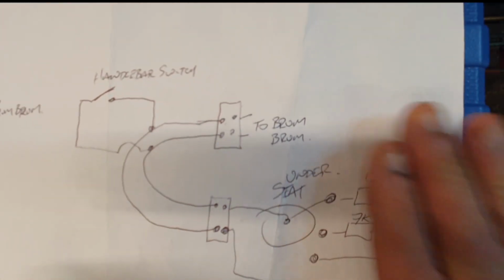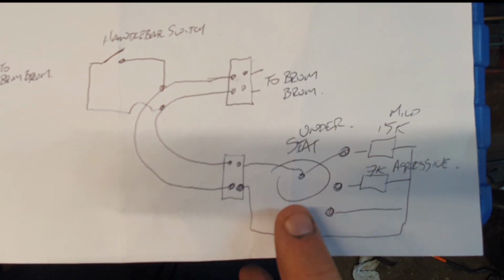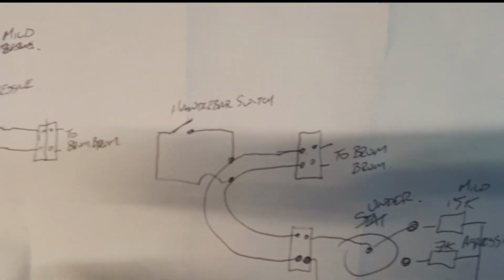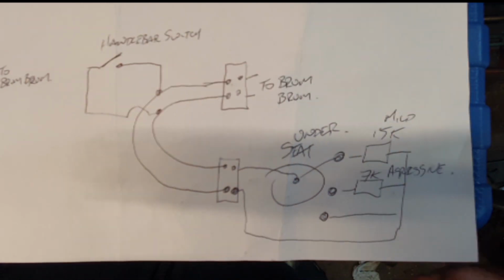So why couldn't they do that? Why do you have to go under the seat to adjust it to make map two different? So that's how it works.